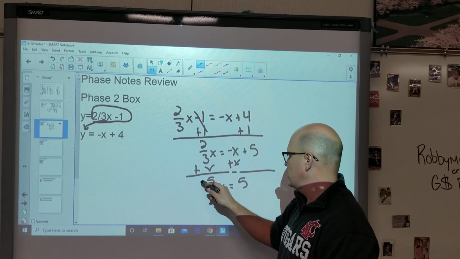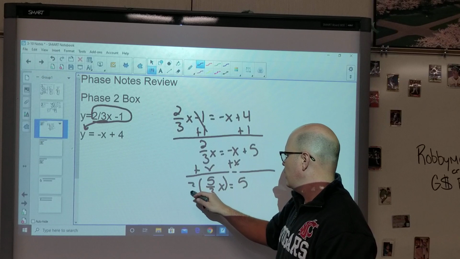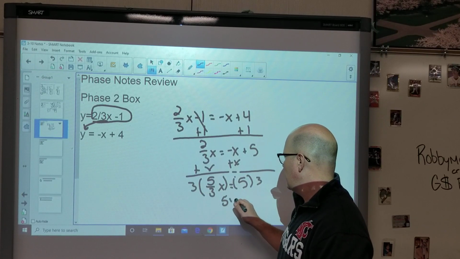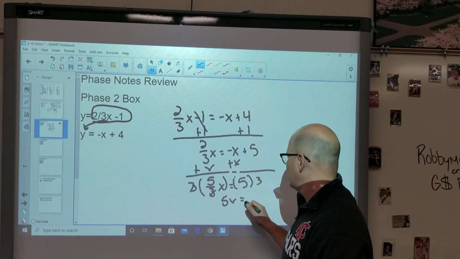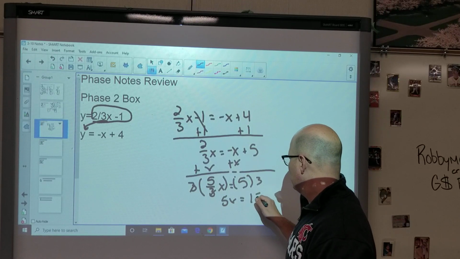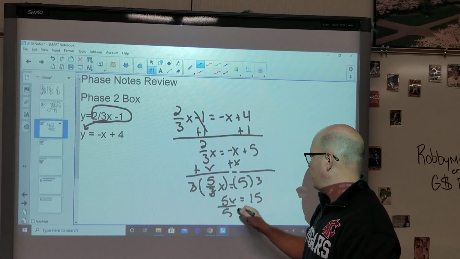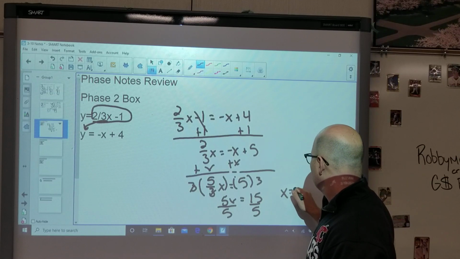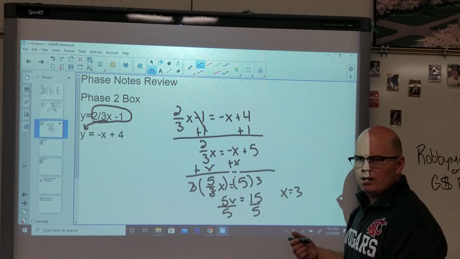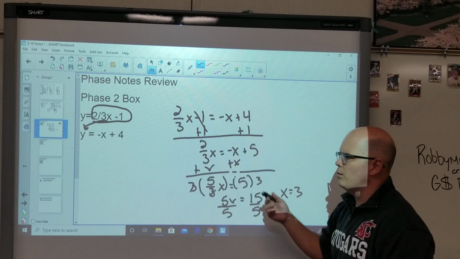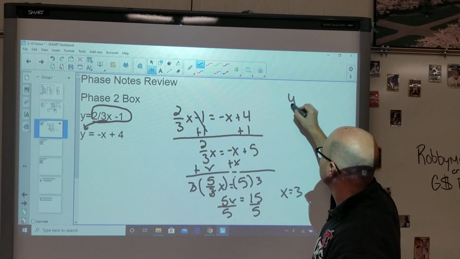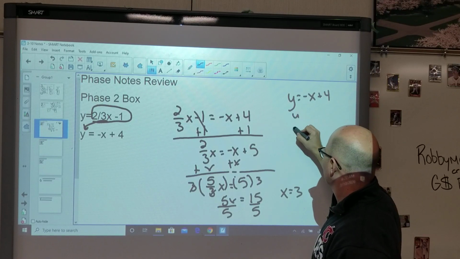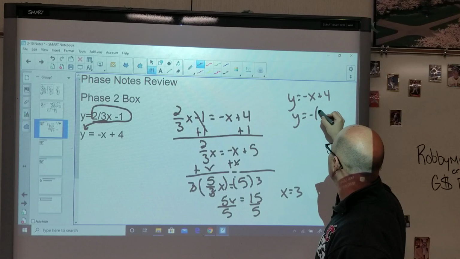Okay, I'm going to get rid of this denominator by multiplying by 3. So now I have 5x equals 15. I'm going to divide both sides by 5. And I'm getting x is equal to 3. Okay, so now that I know that x equals 3, I just need to take that and plug it back into one of my equations. Let's take the negative x plus 4 equation. And I'm going to plug that 3 in for my x.